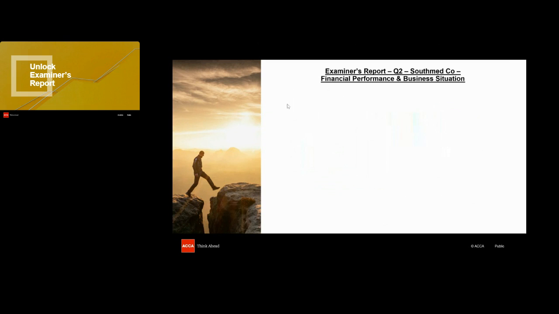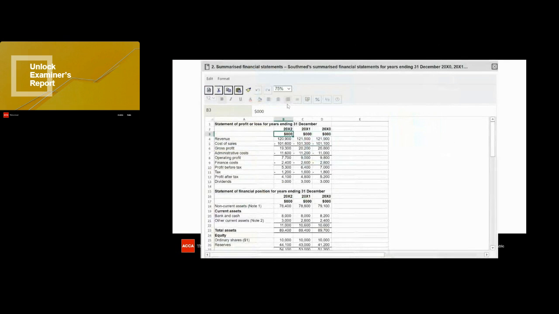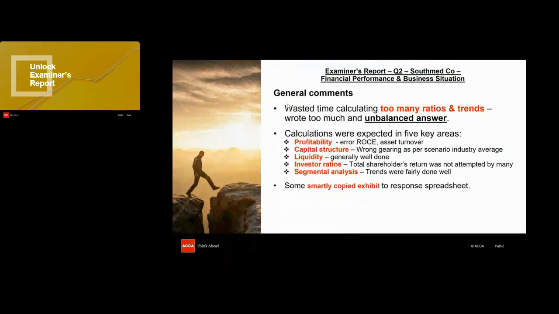This was a question. Where here? This question, very smartly, they copied and pasted it. Yeah, it's permitted. You can do it. You can save a lot of time. So some smart candidates copied the exhibit to the spreadsheet.